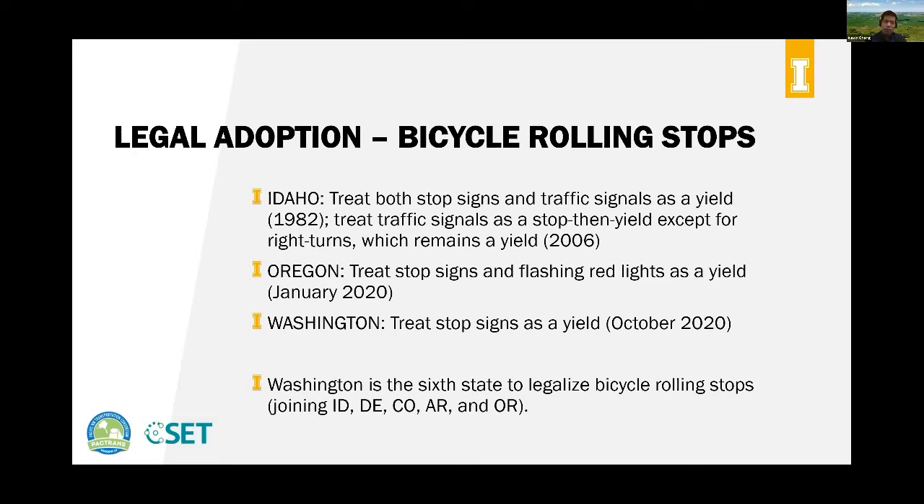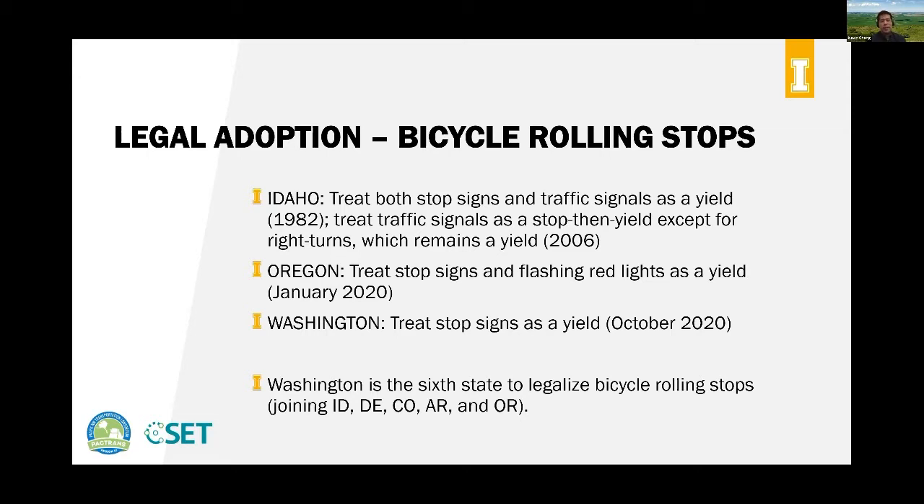Now, they amended the law 24 years later, in 2006. If a bicyclist approached a traffic signal, they now had to treat it as a stop, then yield condition, except if the bicyclist was making a right turn, in which case they could still slow down, look, and if they felt safe and there wasn't a vehicle approaching, treat it as a yield condition and proceed through the intersection.